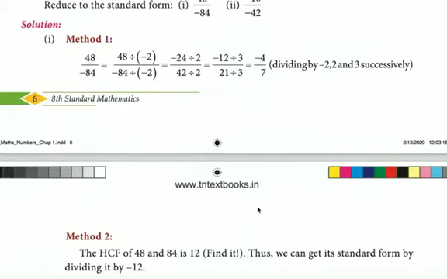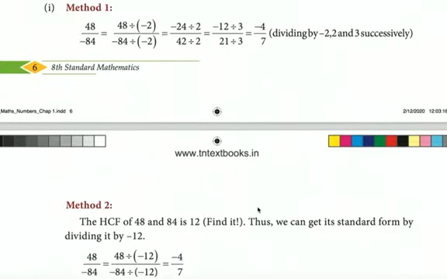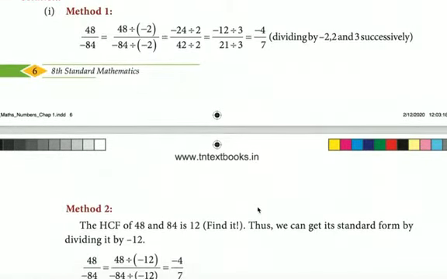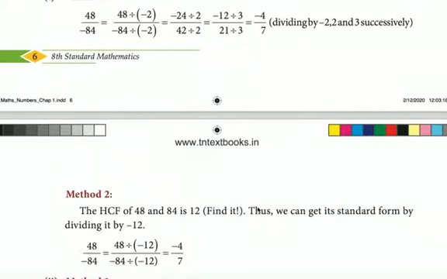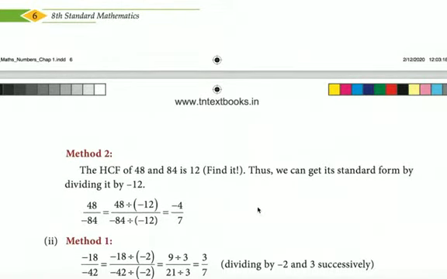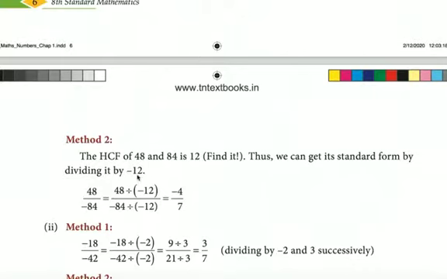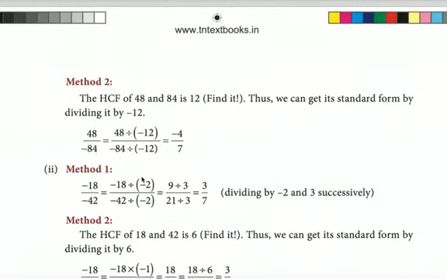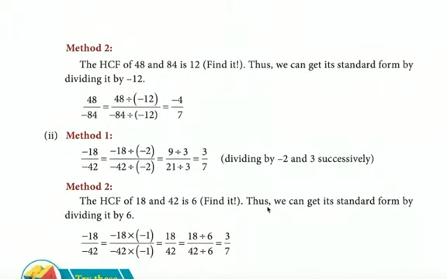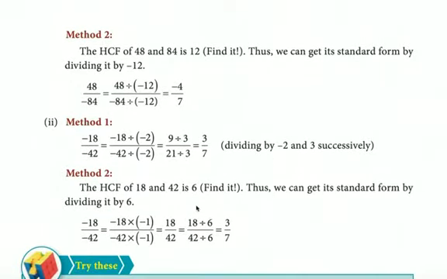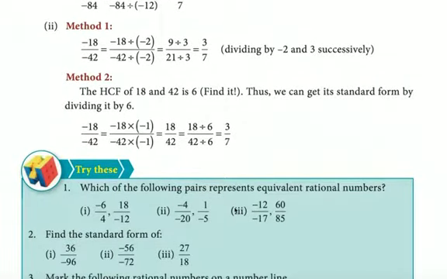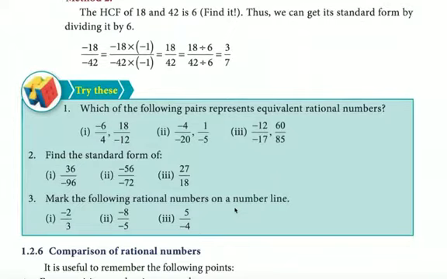Method 2. HCF of 48 and 84 is 12. Highest common factor, thus divide by 12. This is one method. The second one is finding the HCF, highest common factor, and dividing with that HCF. You can reduce any rational number to its standard form.